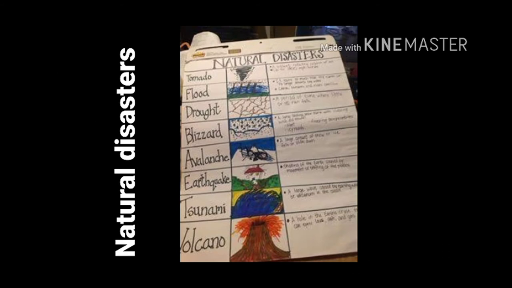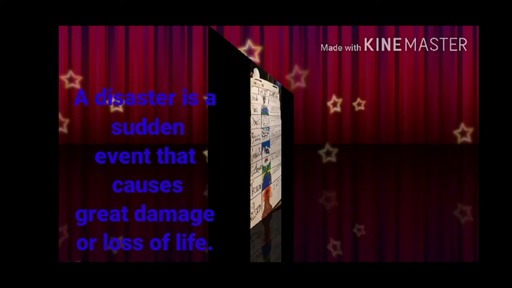Hello, welcome. Natural disasters. They include tornadoes, floods, droughts, blizzards, avalanches, earthquakes, tsunamis, and volcanoes.